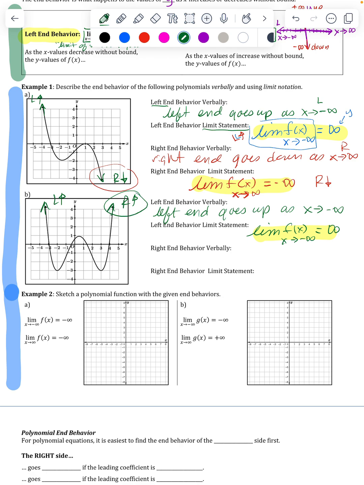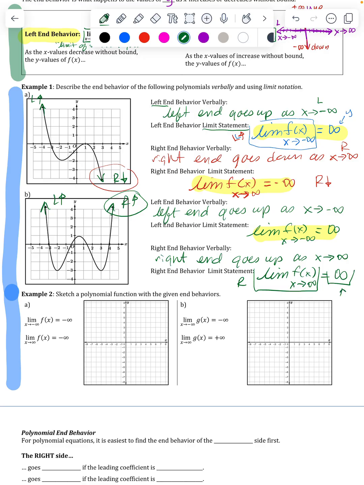The right end of this is also going up, so that's exactly what I say. Right end goes up as x approaches infinity, indicating I'm talking about the right end. In limit notation, I'm going to have that the limit of the function as x goes to infinity is going up. And so again, this side is talking about the right, and this side is telling what it's doing, which is going up.